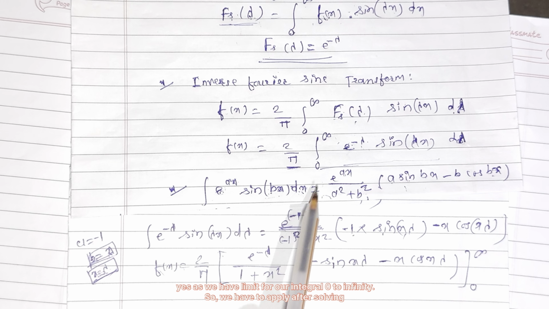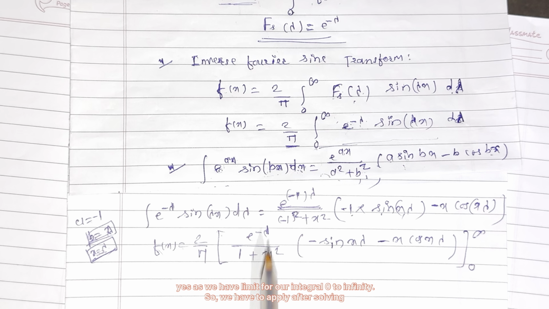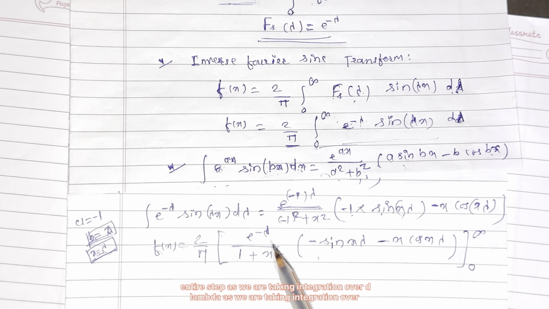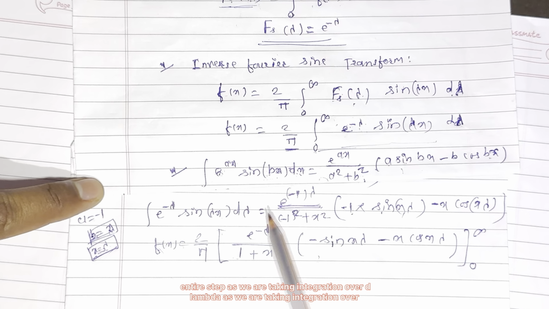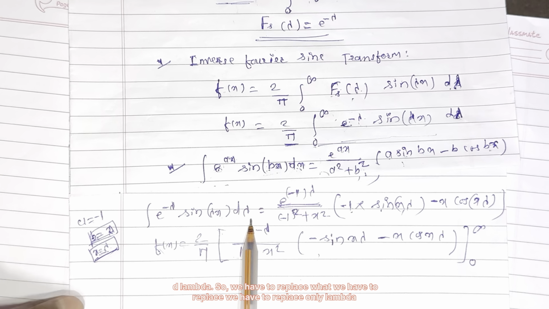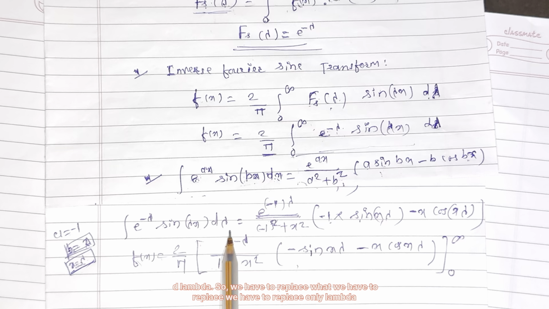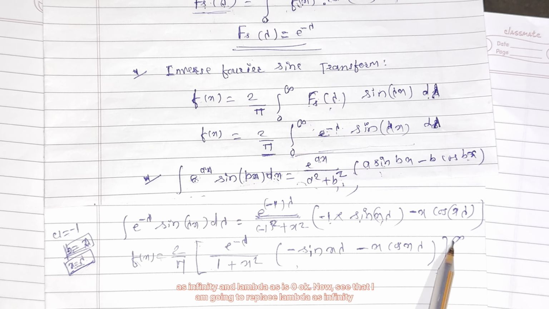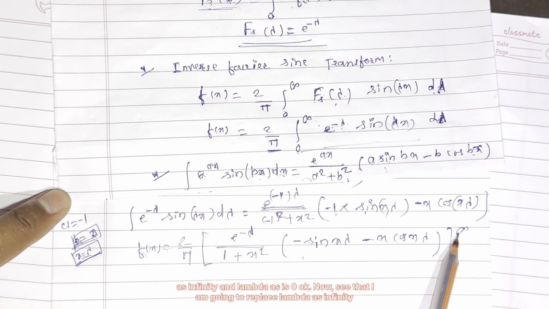As we have the limit for our integral 0 to infinity, we have to apply it after solving this result. So first of all we are going to put infinity into this entire step, as we are taking integration over d lambda. So what do we have to replace? We have to replace only lambda as infinity and lambda as 0. Now I'm going to replace lambda as infinity.